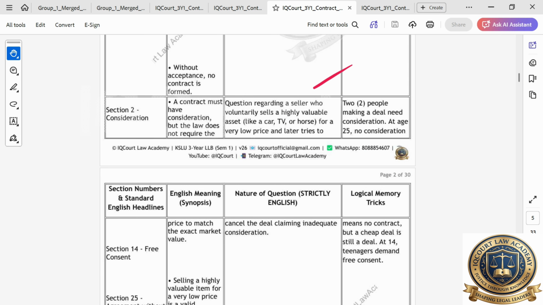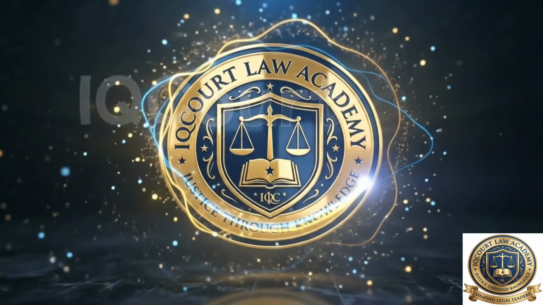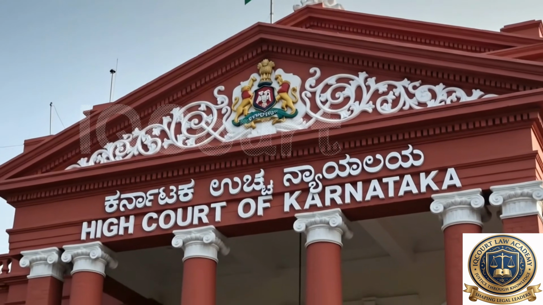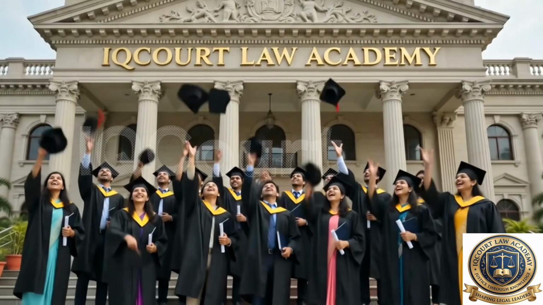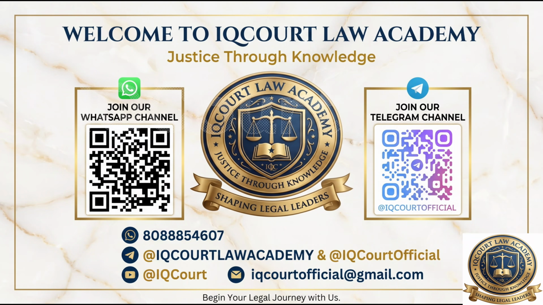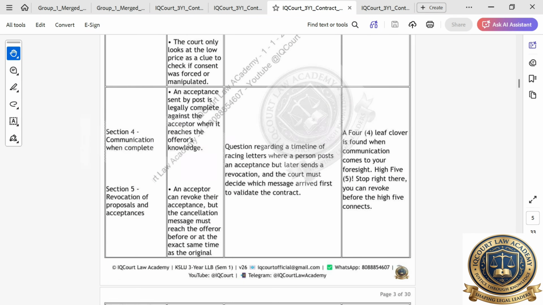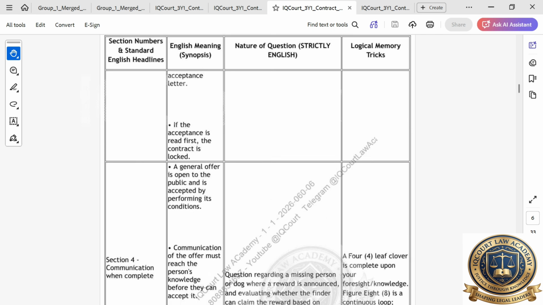Okay, next question. Regarding the seller who voluntarily sells a highly valuable asset for a low price and later raises the question. No, it is not valid to raise it. Selling is valid; consideration is not important. Okay, next question is regarding the timeline for raising letters, where the person posts an acceptance but later sends a revocation. The court must decide which message arrives first. The acceptor can revoke their acceptance, but the cancellation message should reach the offerer before or at the exact same time as the acceptance, otherwise it is null.